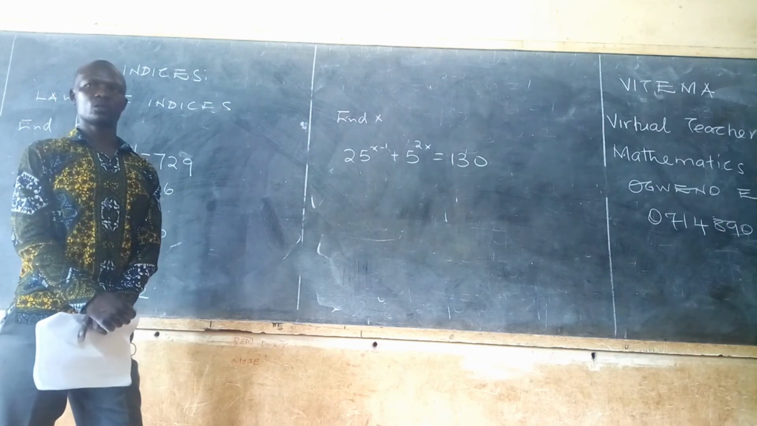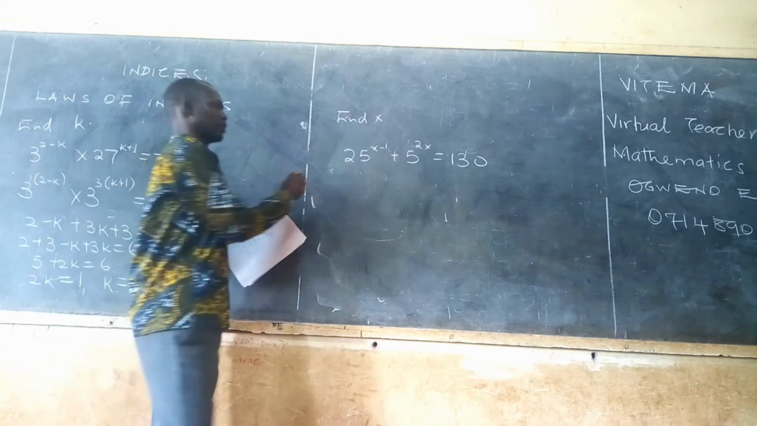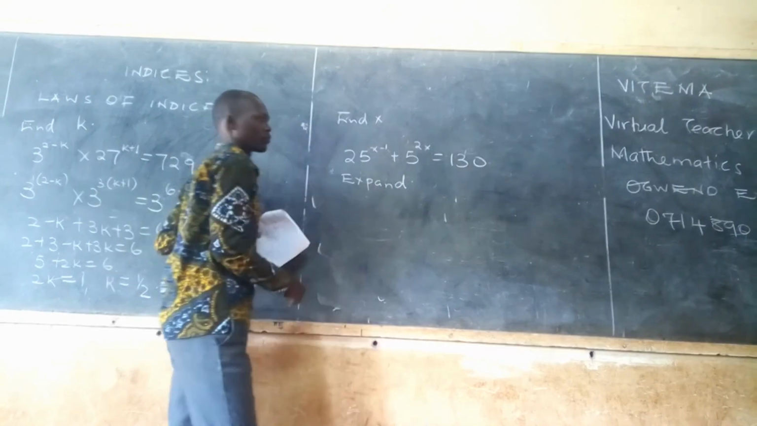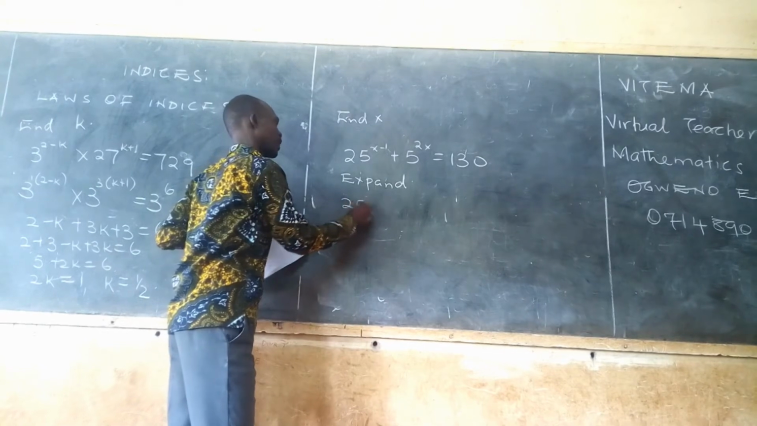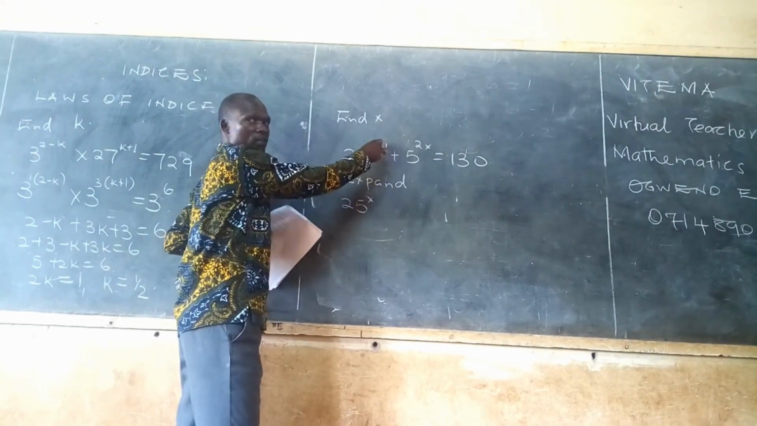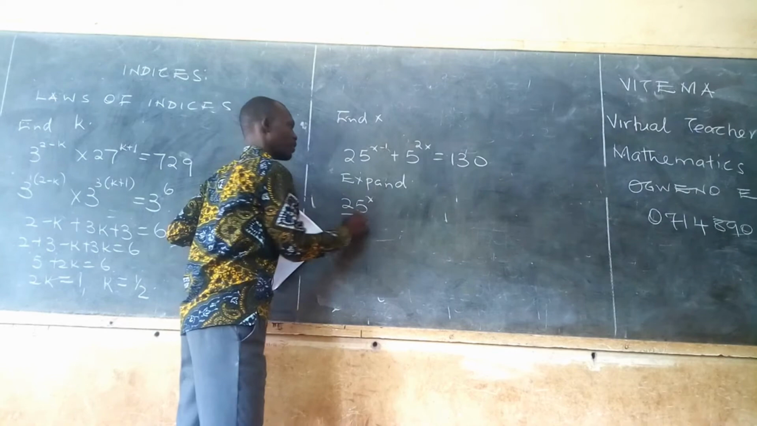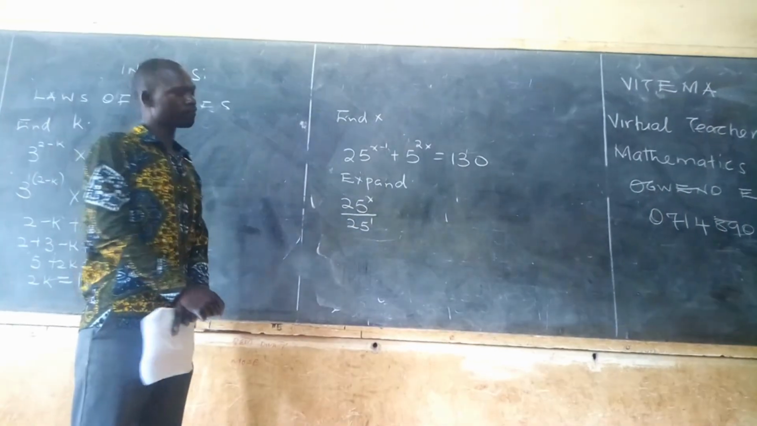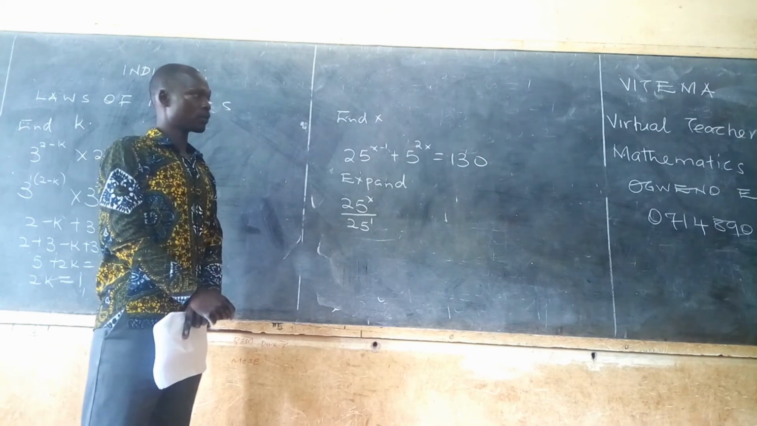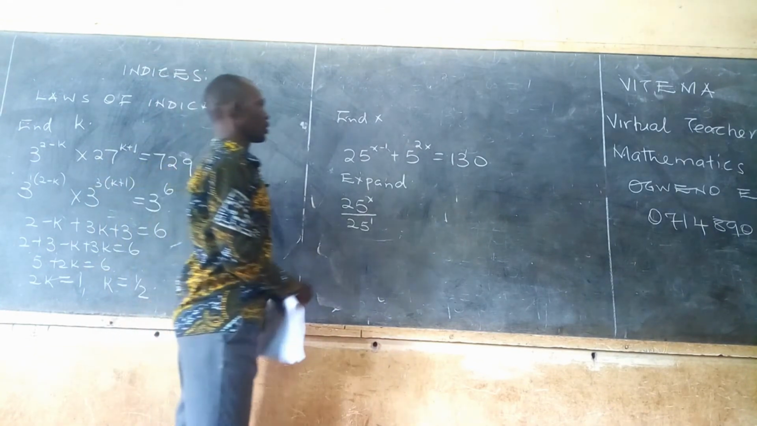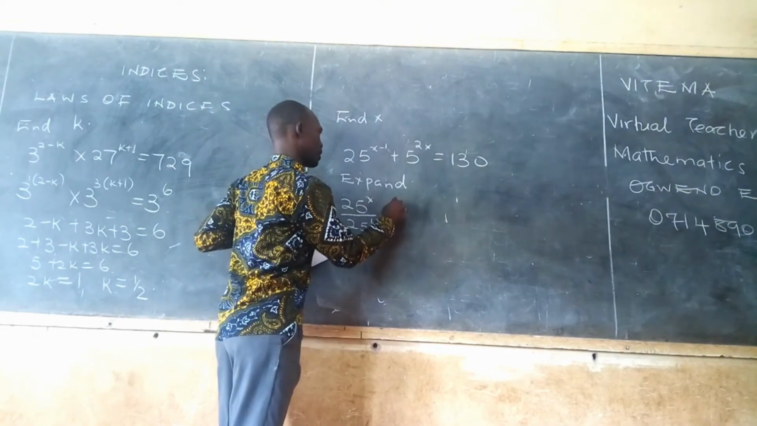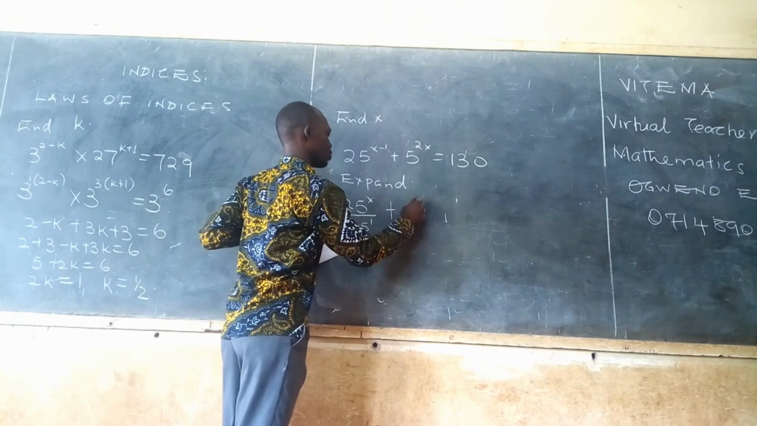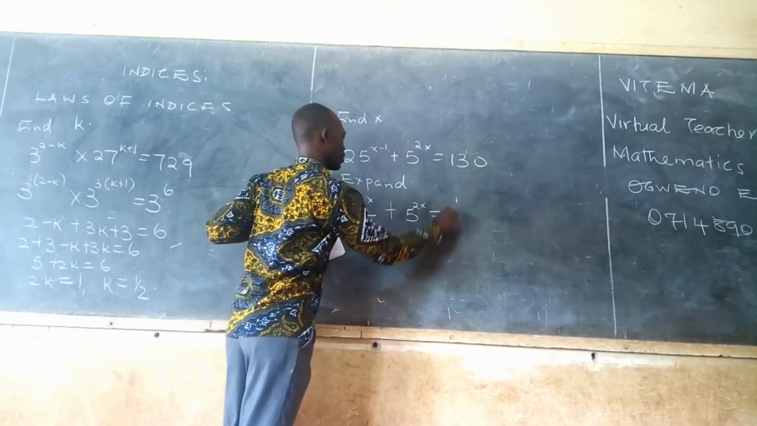For this one, we will begin with what I call expansion. Step 1, I want us to expand. What do I mean by expand? This one will be 25 to the power x. Because of this minus, it will be divided by 25 to the power 1. That is the meaning. Or take away. Then plus 5 to the power 2x to give us 1/3.